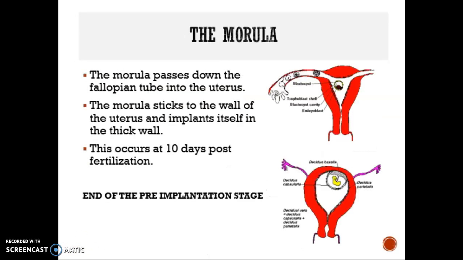When the morula passes down the fallopian tubes into the uterus, it sticks to the walls of the uterus and implants itself in the thick wall. And this occurs at about 10 days post-fertilization. This would be the end of the pre-implantation stage.